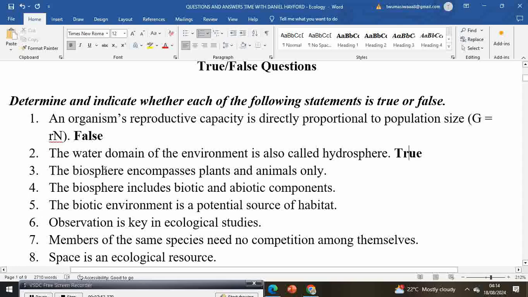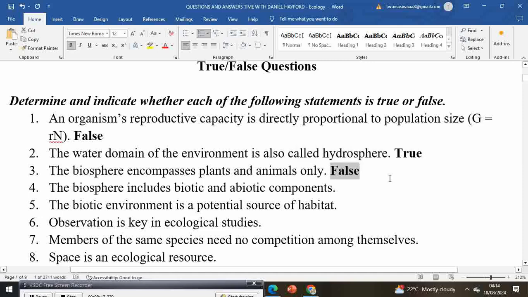Now, the next question is about something related to the biosphere. The biosphere encompasses plants and animals only. Is this statement true or false? The biosphere encompasses plants and animals only. This statement is false.